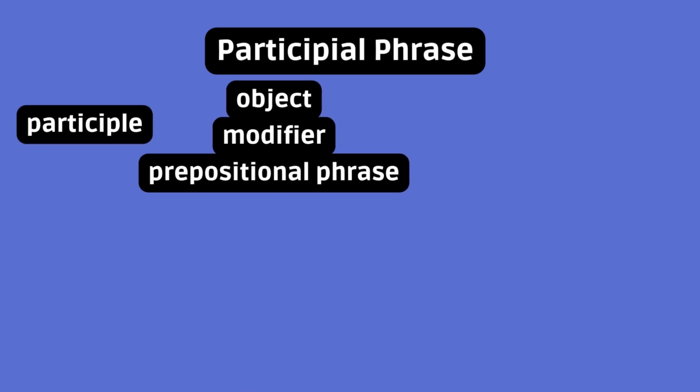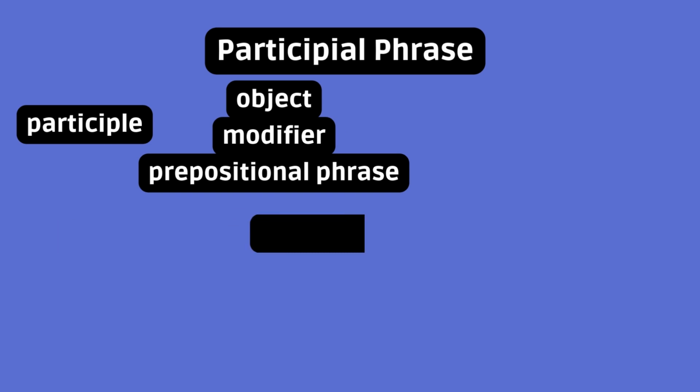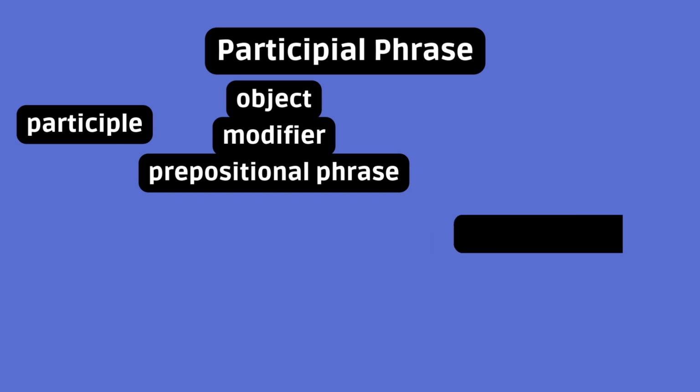Note that when placed at the beginning of a sentence, it's followed by a comma. When in the middle of a sentence, it's set off by commas. And when at the end, it usually has a comma before it.